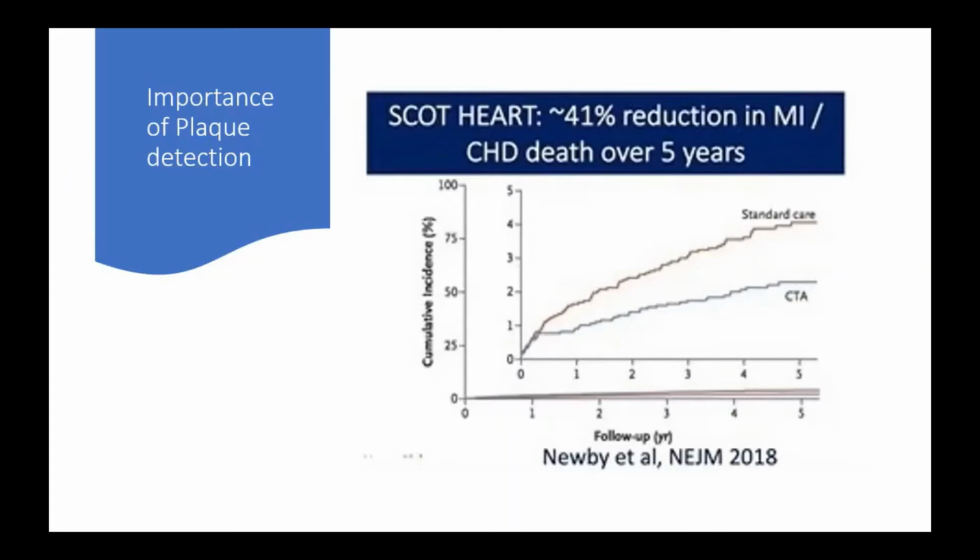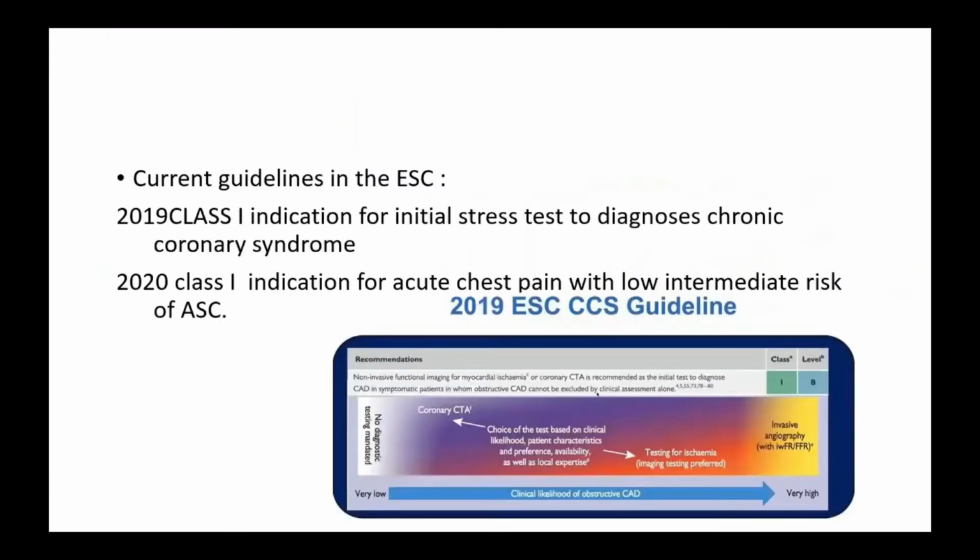You will be aggressively treating them in terms of prevention, compared to those who go to exercise testing and you just treat those who give you a positive test. This is the rationale behind the results. So now the current European guidelines give a class 1 indication for starting with a CT to diagnose chronic coronary syndrome, and also a class 1 indication for those who come to you with ACS, or of course the low risk people with, for example, unstable angina, whom you will need to risk stratify. They can do the CT.